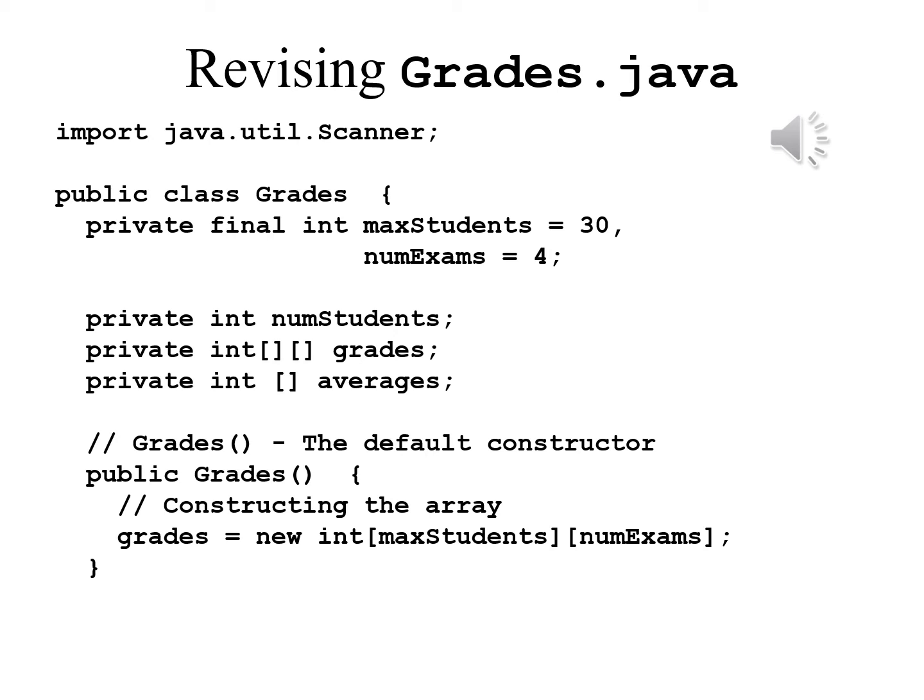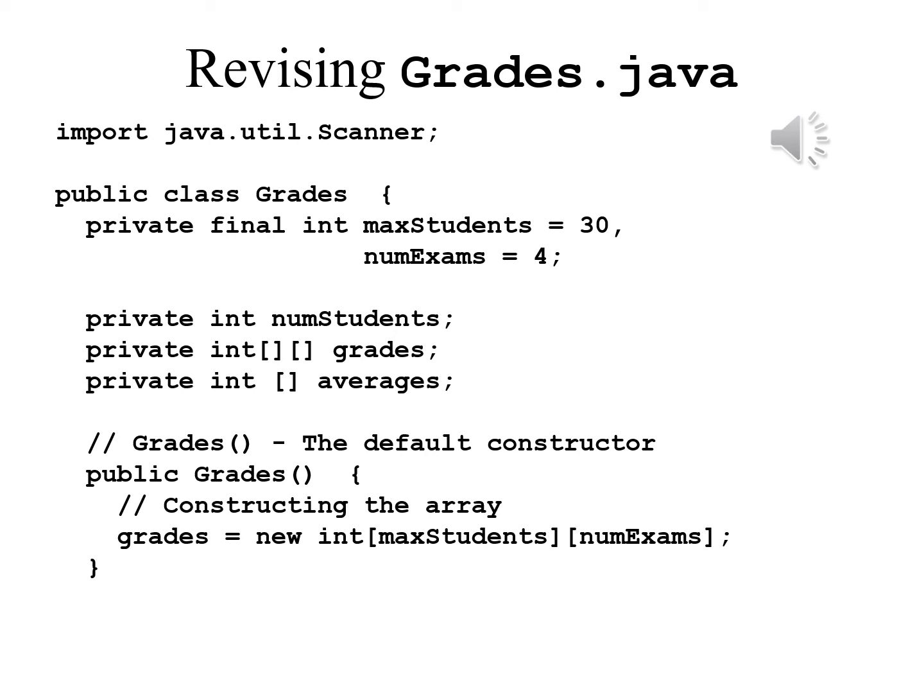As always, we begin with import java.util.Scanner, then public class Grades. Now we will have here some private data. Private final int MAX_STUDENTS equals 30, NUM_EXAMS equals 4. Notice that here we have max students, not numStudents, because while we expect that we will not have any more than 30 students, we can't assume in this case that we will have exactly 30.